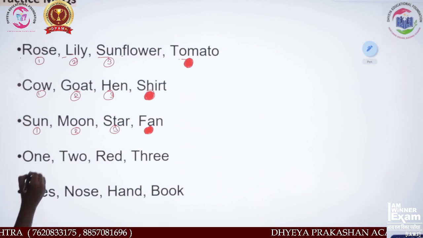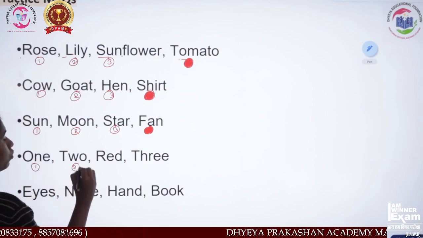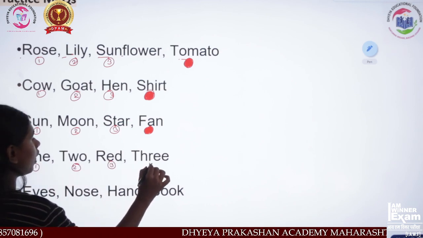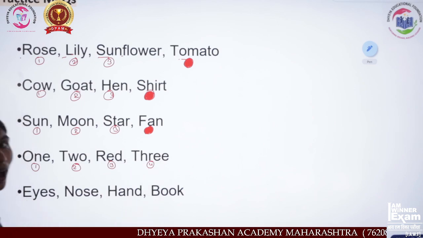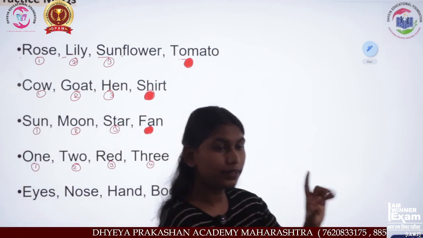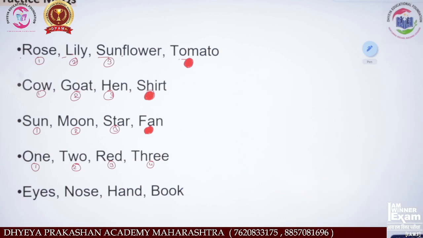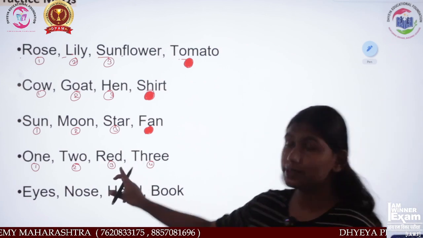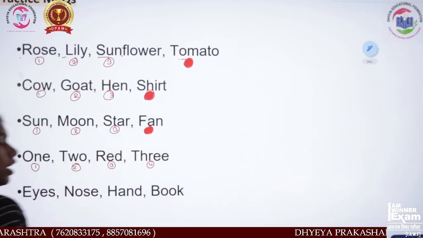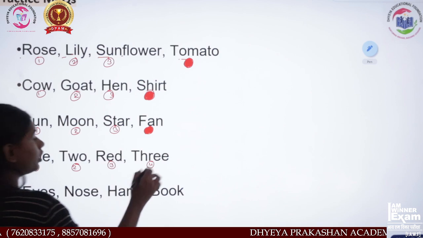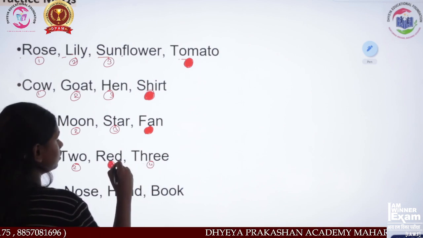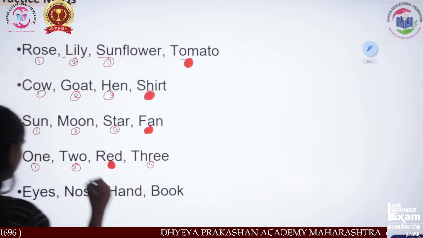Then next: 1, 2, red and 3. Now which is different here? That is the red, that is option 3. Why? Because red is a color and all the remaining are numbers. Right? Remaining all are numbers.